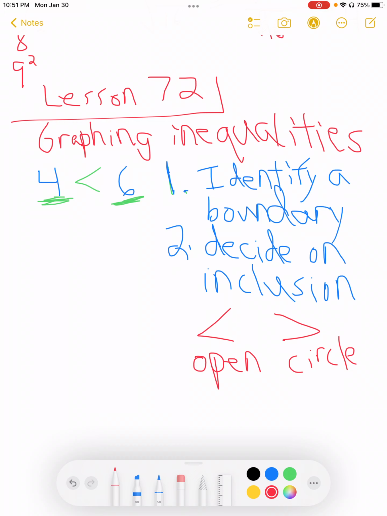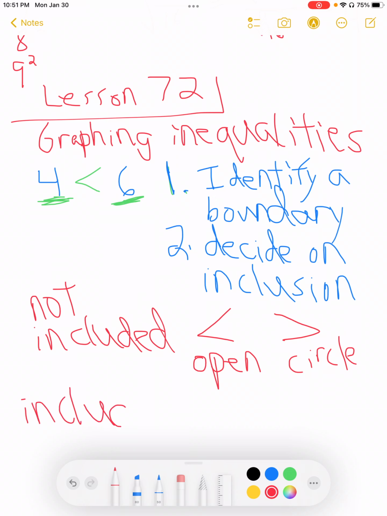Sorry, I should have written this: not included. Just so, not included. And if it was included, because if I say that I am older than 8 years old, and I say I'm older than 8, then it's not possible that I could be 8 years old. Okay, so this would be if I had this symbol, because this first one means greater than.